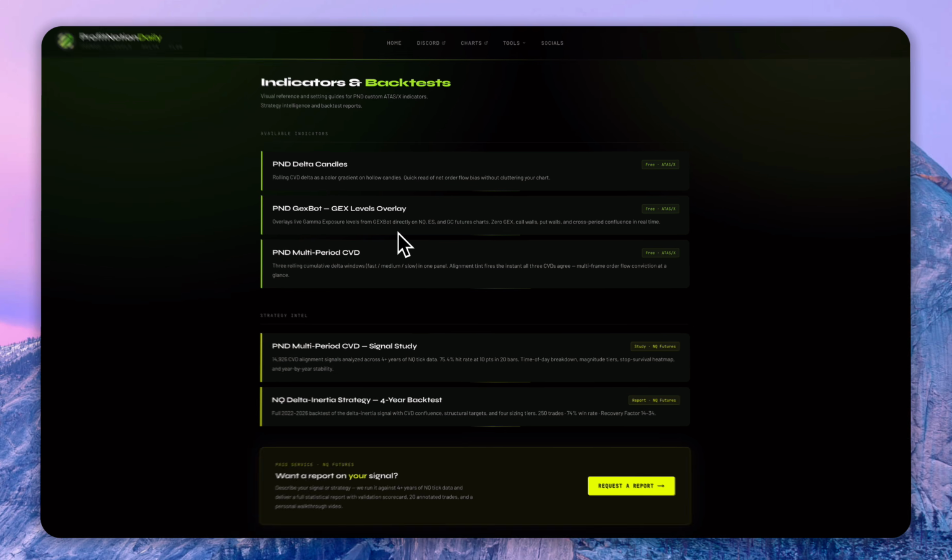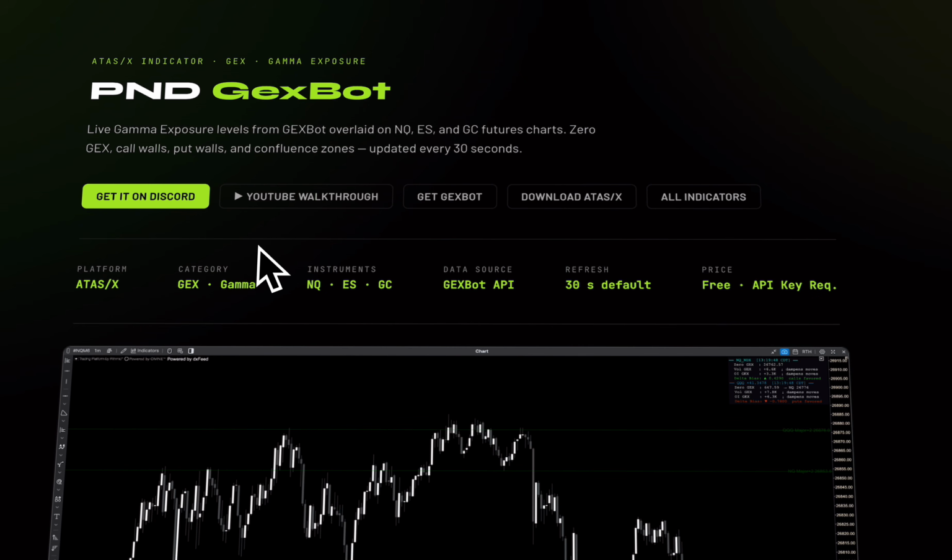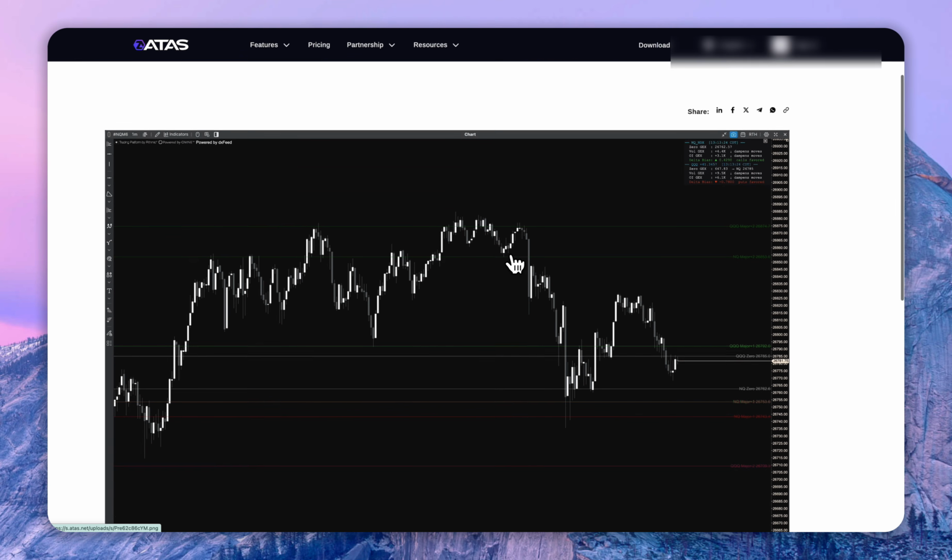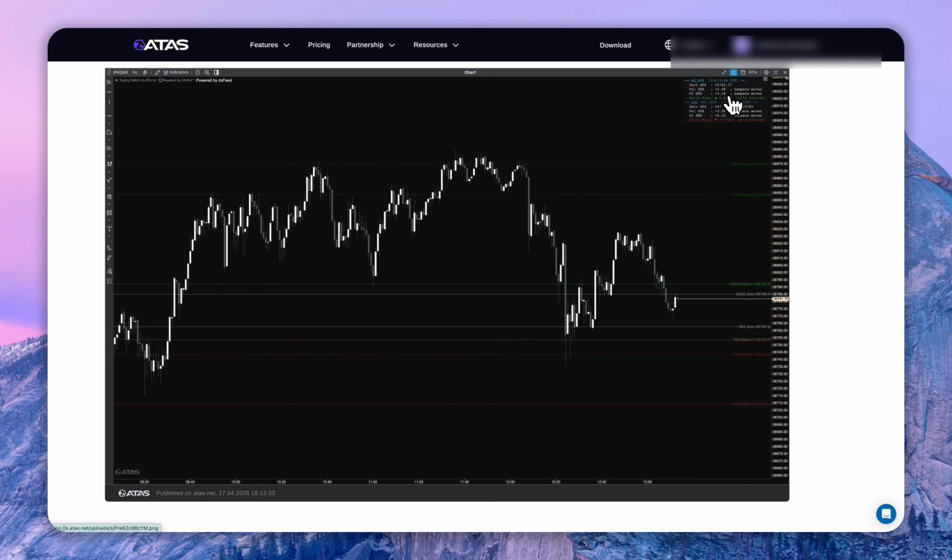And if you have the original one, it'll basically look like this, where you'll have the levels, and it gives you a little info box, and it just plots the 0 levels, and you'll have the major levels from the QQQ and the NQ on one chart for NQ. And then for ES, you would have it for SPY and for ES on one chart. And so that was basically the indicator.